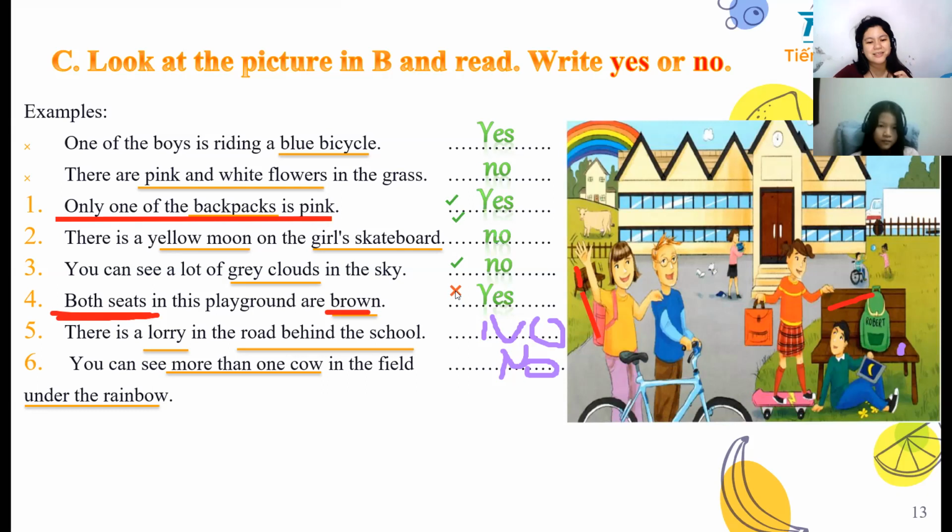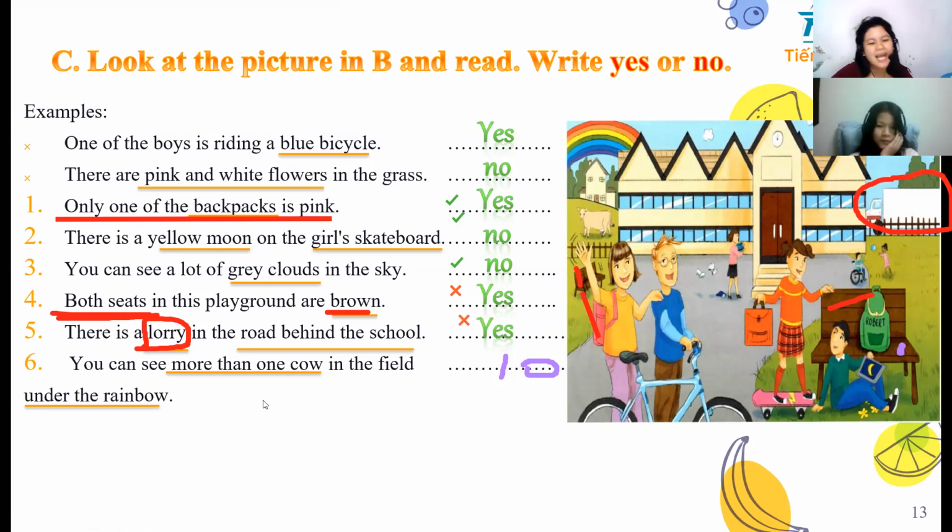It's a wrong answer. And now, there is a lorry in the road behind the school. Okay, by the way, do you know what is a lorry? Lorry, like in the skateboard, this? No, there is a lorry in the road behind the school. Behind the school, here, yeah, behind the school. There's a truck, there's a lorry. That's why the answer here is yes. Okay.